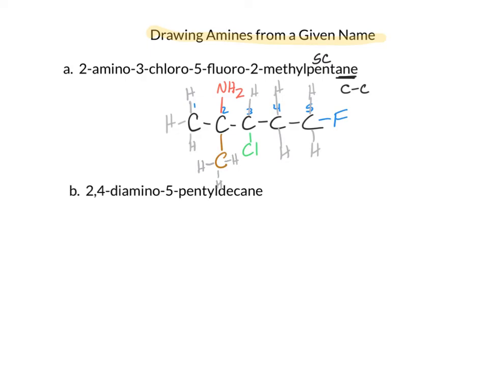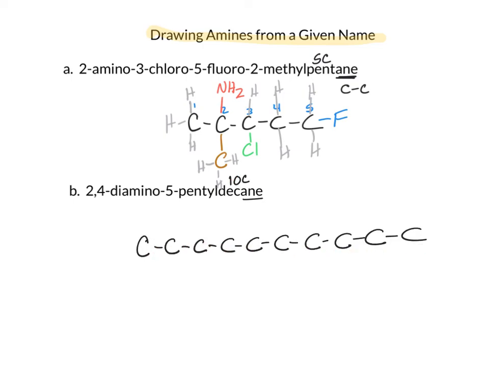Let's try letter B, where we have 2,4-diamino-5-pentyldecane. As usual, we start at the end. We see it's an ane, means everything's single bonded. There doesn't seem to be a special group here, but we'll go ahead and work from there. We see that it says decane, which means there are 10 carbons in the main chain. So we'll draw out those 10 carbons. Then we'll go to carbon number 2 and we'll put in our first amino group. And then we'll go to carbon 4 and put in our second amino group. And finally on carbon 5, we'll put in a 5-carbon chain because pentyl says 5.